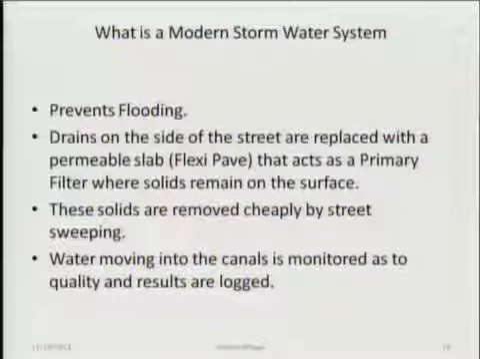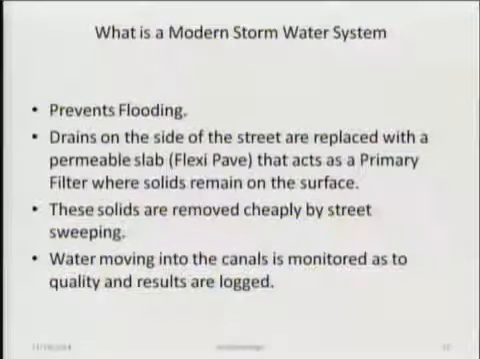But the drains on the side of the street are replaced now with a permeable slab. It's called FlexiPave. I don't know whether there's any of it out in the lobby or not, but we had it here for the Utilities Commission. And it acts as a primary filter where solids remain on the surface. What it is, it's a composite material. I believe it to be, Monty help me, rubber tires and asphalt put together, and it's permeable.